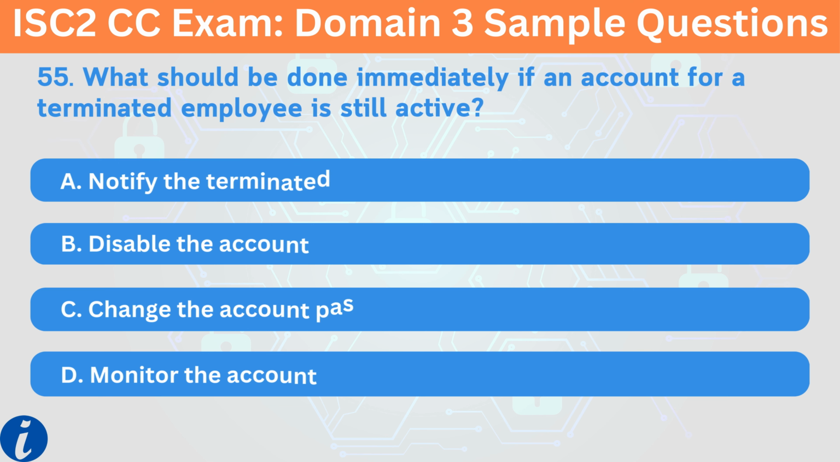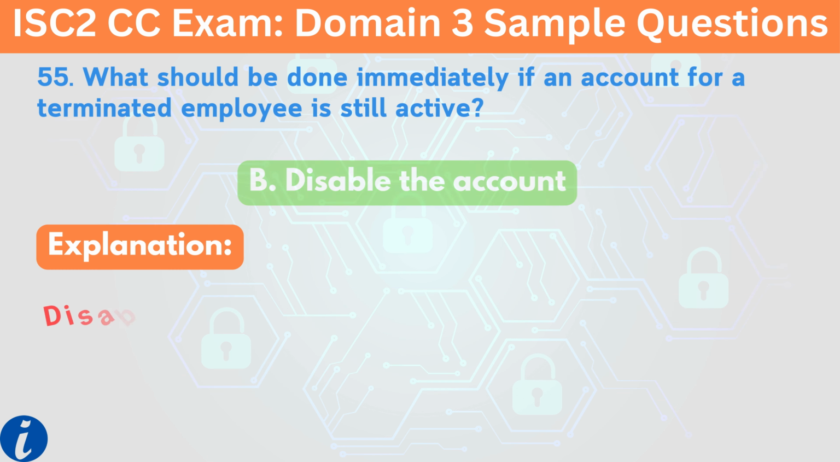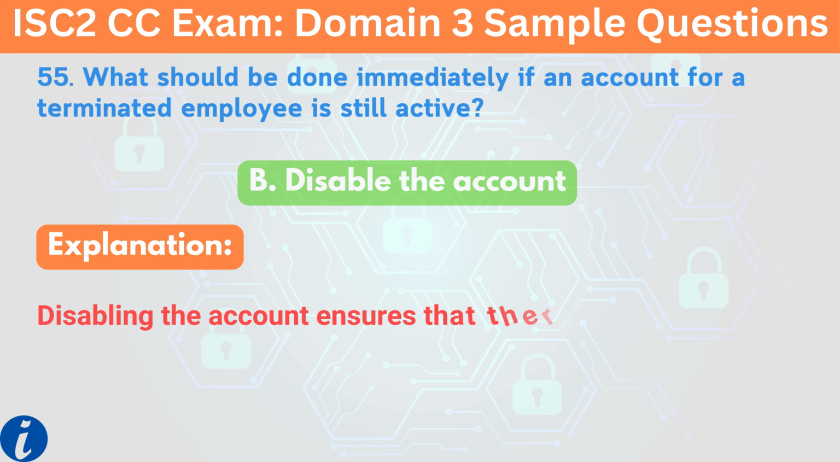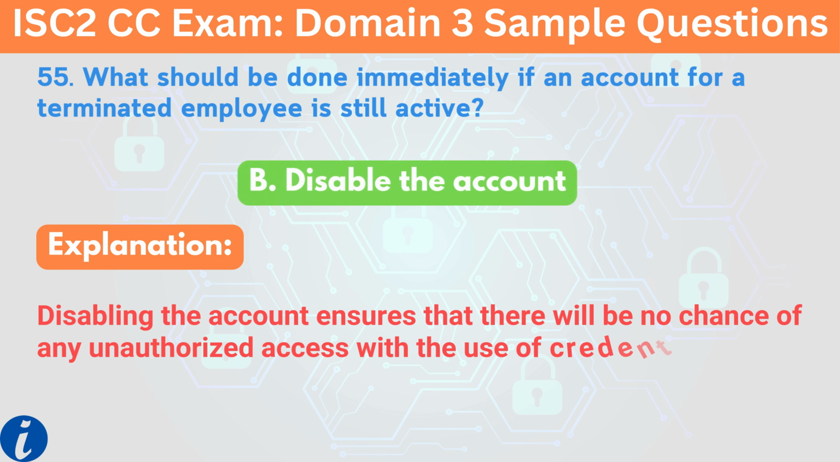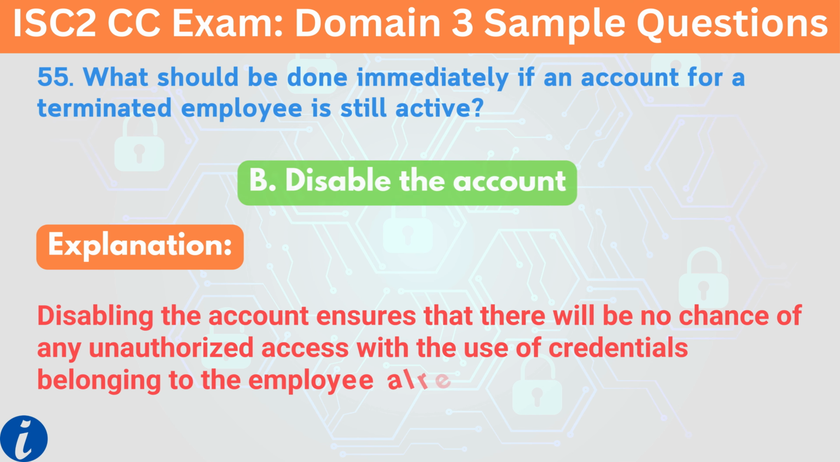55. What should be done immediately if an account for a terminated employee is still active? A. Notify the terminated employee. B. Disable the account. C. Change the account password. D. Monitor the account. The correct answer is B. Disable the account. Explanation: disabling the account ensures that there will be no chance of any unauthorized access with the use of credentials belonging to the employee already terminated.